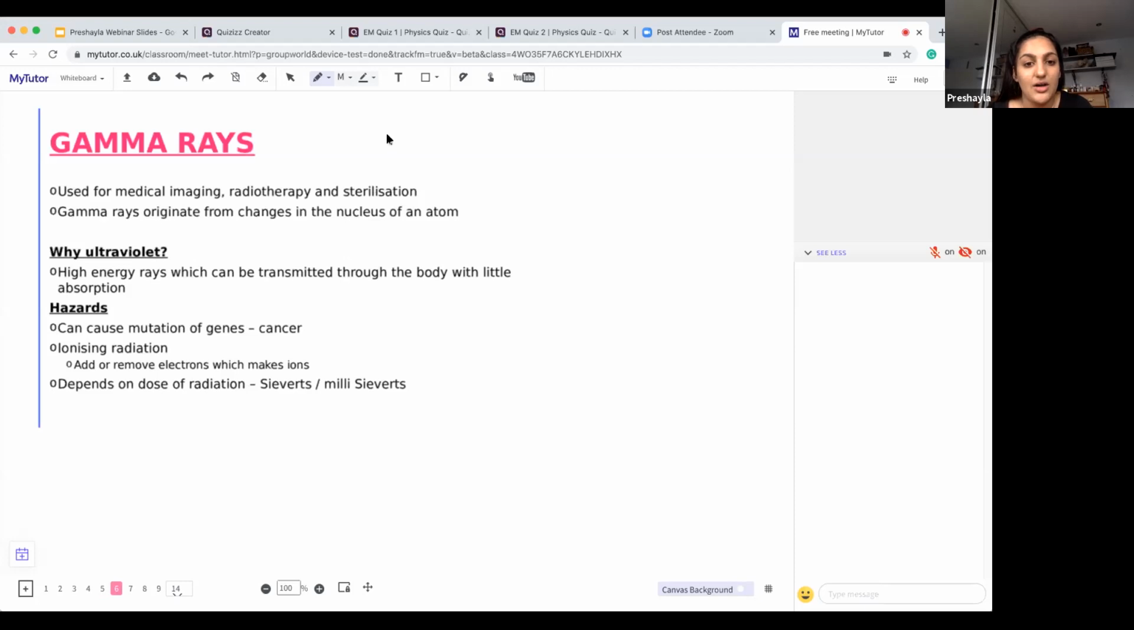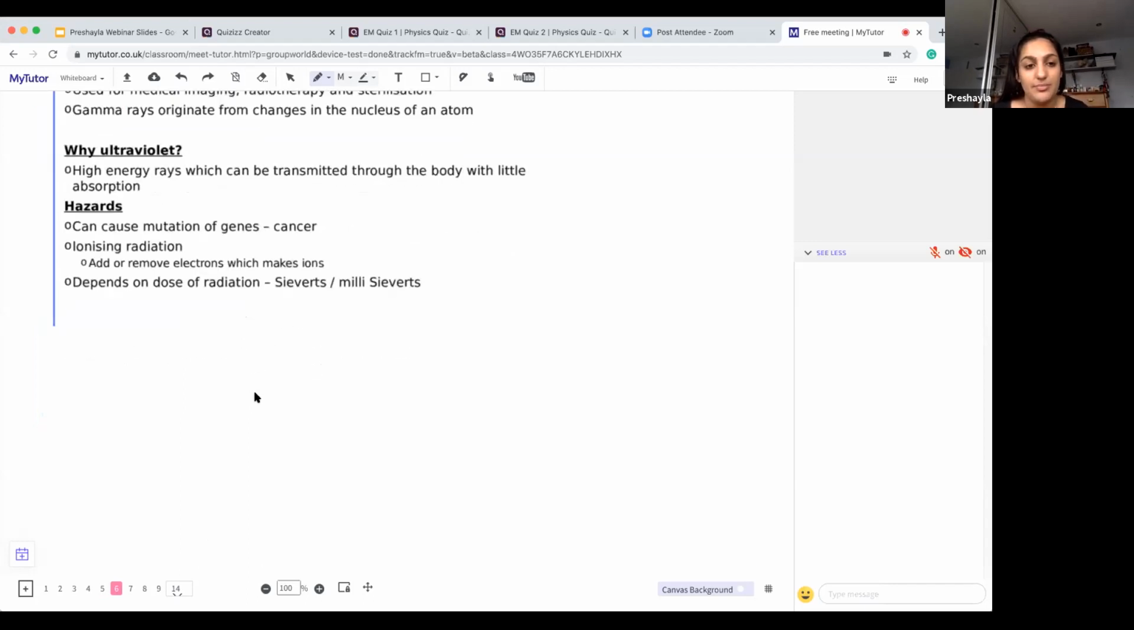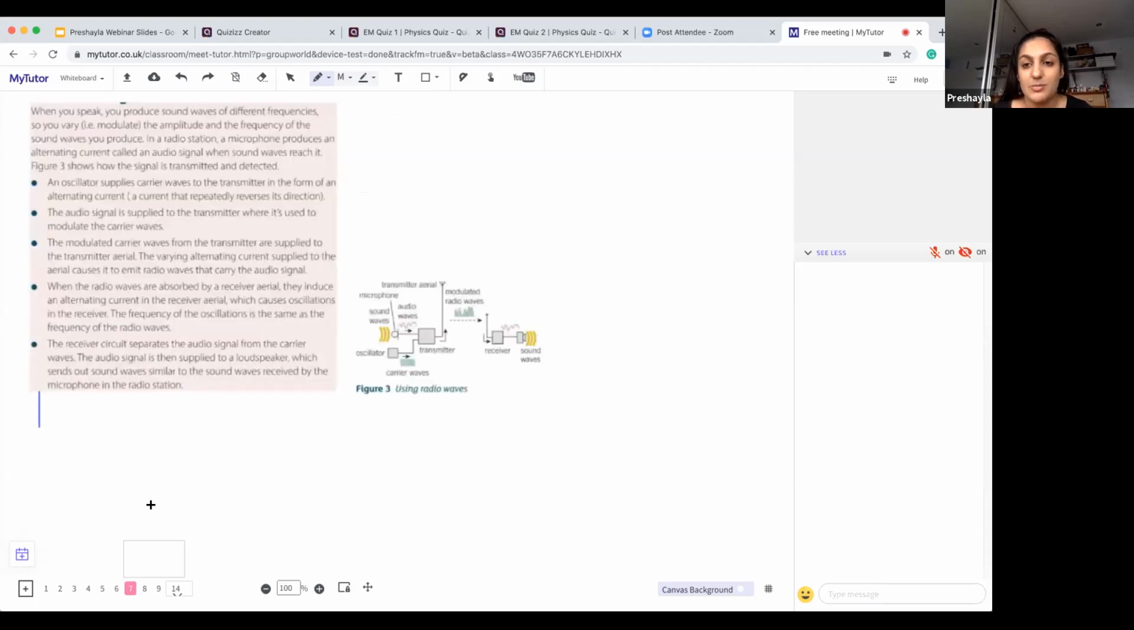Gamma rays are used for medical imaging, radiotherapy and sterilization, and they originate from changes in the nucleus of an atom. They are, again, high energy rays, which can be transmitted through the body with little absorption, and again, can cause the mutation of genes, and this all depends on the dose of radiation.